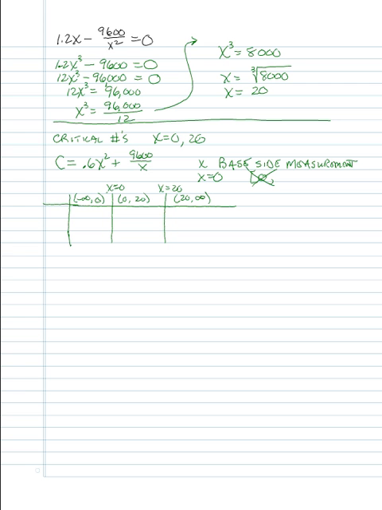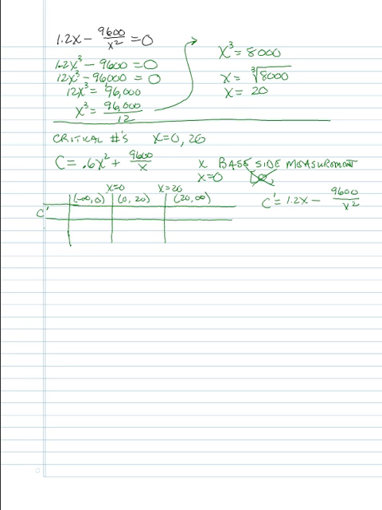Now, what I think would be reasonable for us to do is to test the first derivative. Let's write that first derivative down. Isn't the first derivative equal to 1.2x minus 9600 divided by x squared?